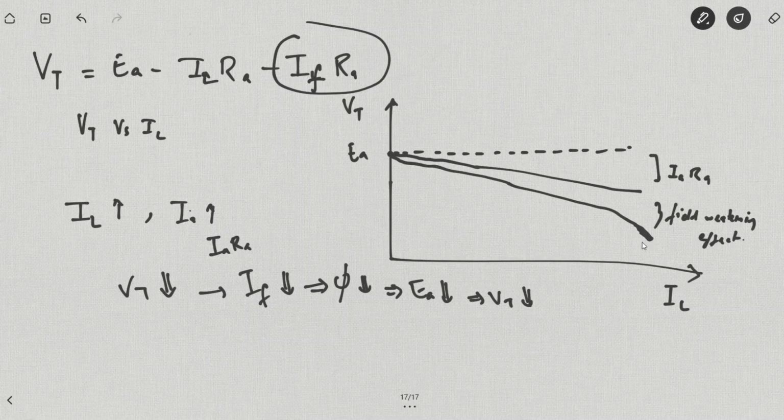This field weakening effect is much sharper in the case of a DC shunt generator as compared to a separately excited DC generator. And this is the terminal characteristic of the shunt generator. Now finally, we have the terminal voltage control of a shunt generator, just like in the case of separately excited DC generators. Voltage control in shunt generators.